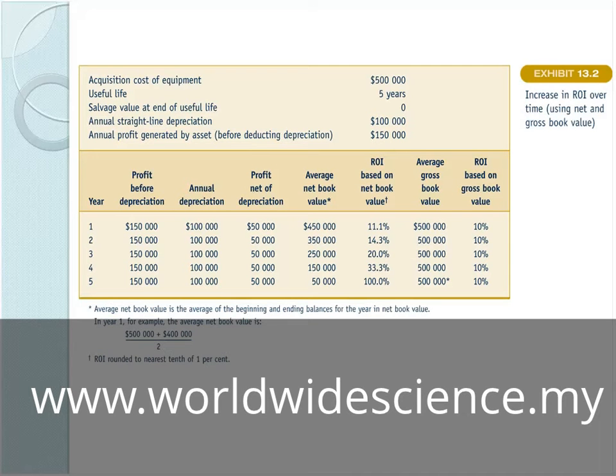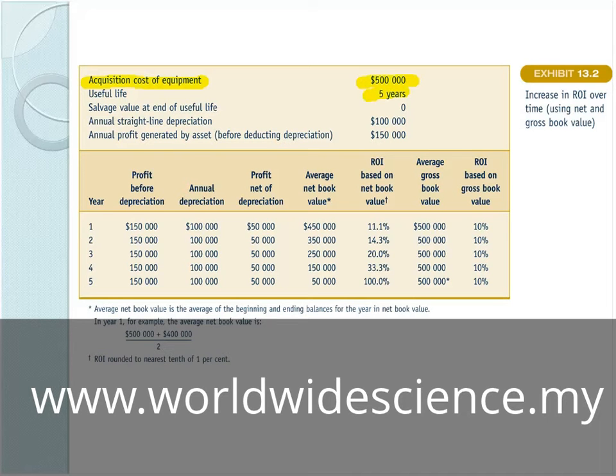So here is the example given to you. What is the net book value? What is the gross book value? Let's see the increase in ROI over time using the net and the gross book value. We have an acquisition cost of the equipment. This is the invested capital, which is equal to $500,000 US. Here, this is our invested capital, right? The acquisition cost. The useful life of the equipment is given to you as 5 years.